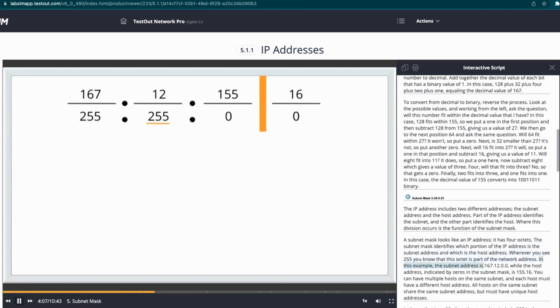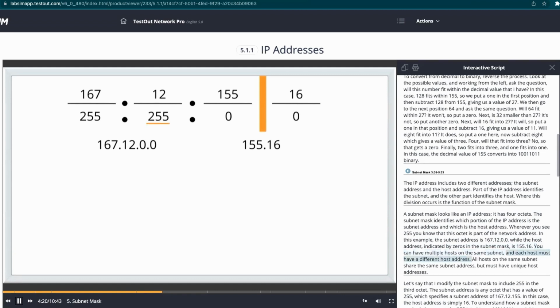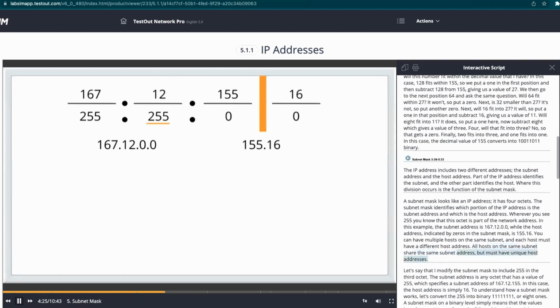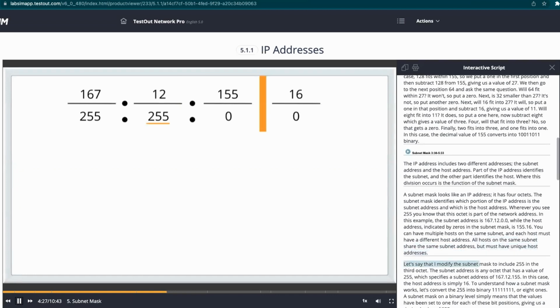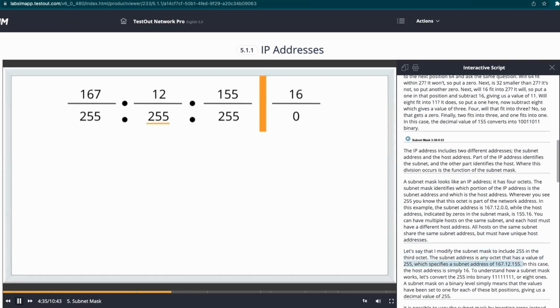In this example, the subnet address is 167.12.0.0, while the host address indicated by zeros in the subnet mask is 155.16. You can have multiple hosts on the same subnet, and each host must have a different host address. All hosts on the same subnet share the same subnet address, but must have unique host addresses. Let's say that I modify the subnet mask to include 255 in the third octet. The subnet address is any octet that has a value of 255, which specifies a subnet address of 167.12.155. In this case, the host address is simply 16.